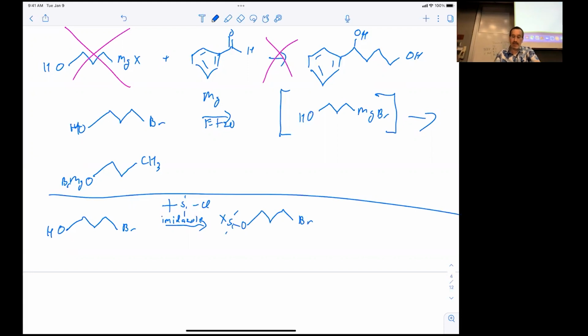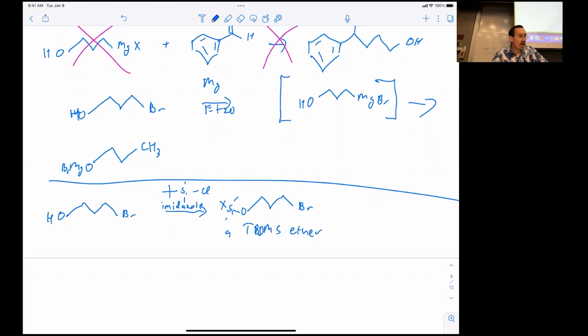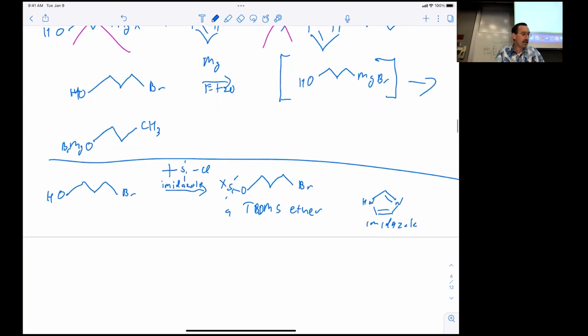And that TBDMS ether now has hidden that alcohol group. By the way, if I want to fault the textbook on one thing, it would be not showing you the structures of many of the reagents and just leaving them as names. This is imidazole. It's just a mild base. I didn't show you PCC, but that's another one they name.